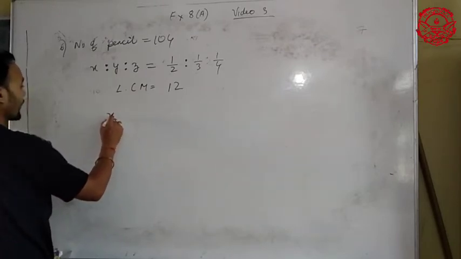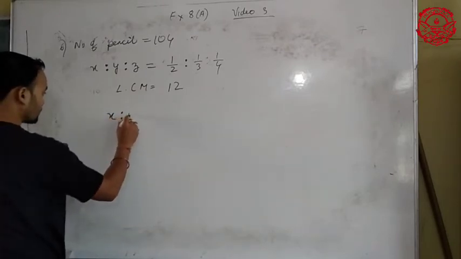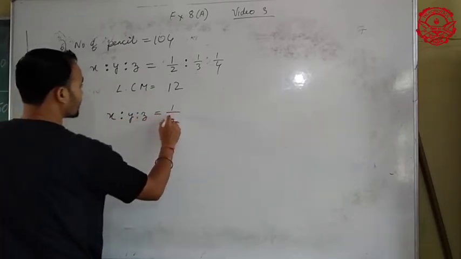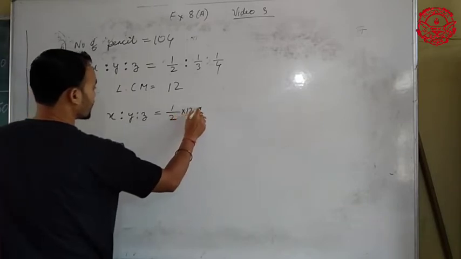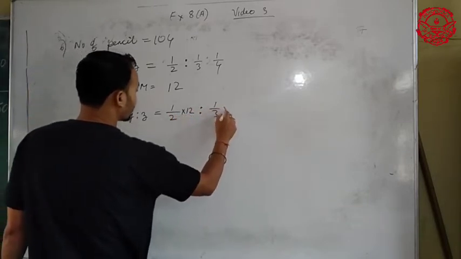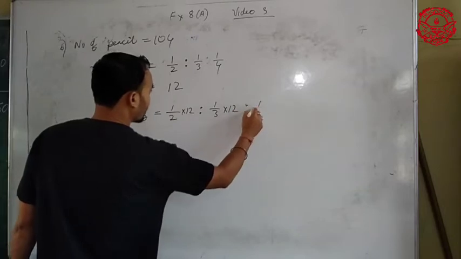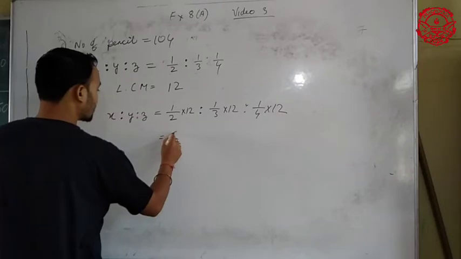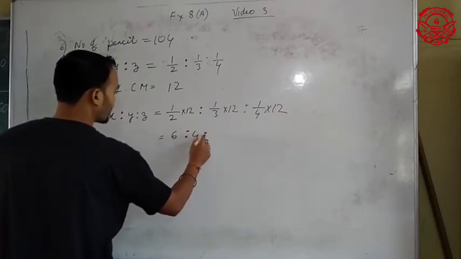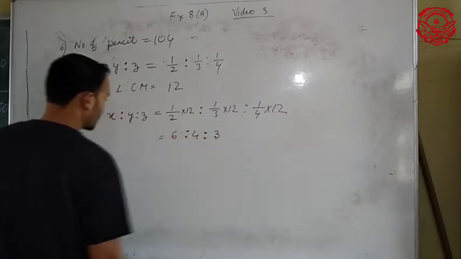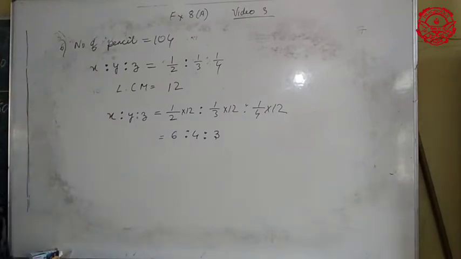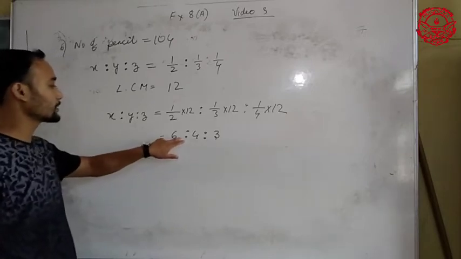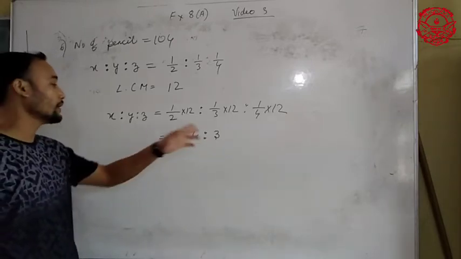Now, X is to Y is to Z. 1/2 into 12 is to 1/3 into 12 is to 1/4 into 12. It will come out to be 6, 4, 3. This is our equation. Now see, same as the earlier one, you can consider this to be 6X, 4X, 3X, or you can do the other method.